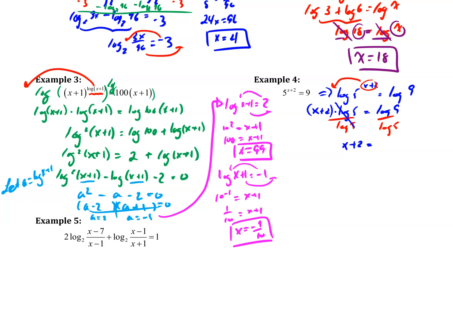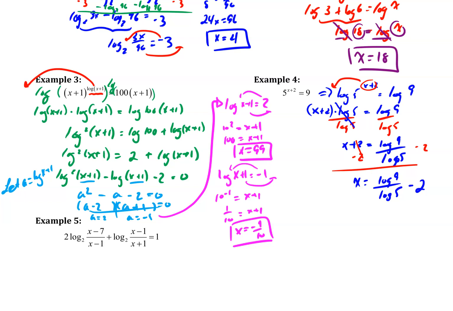Now, this expression is not a nice number, so leave it like that. Leave it as log of 9 divided by log of 5. Then we can go back into a calculator if we need to. So the next step is to minus the 2 from both sides. So I'm going to be left with x is equal to log of 9 over log of 5, all minus 2. Again, if it doesn't tell you to round, you could leave it in that format.